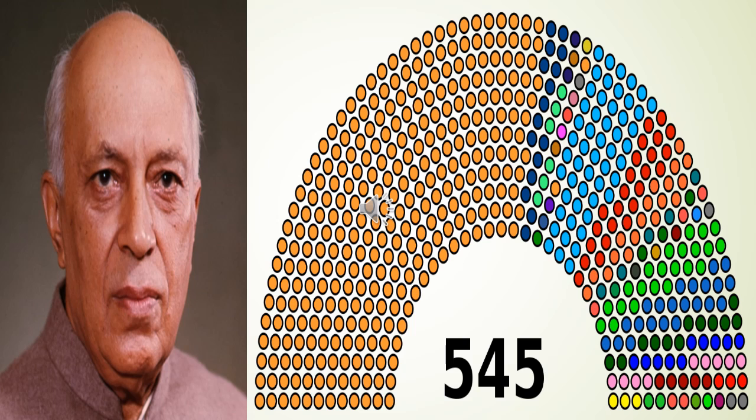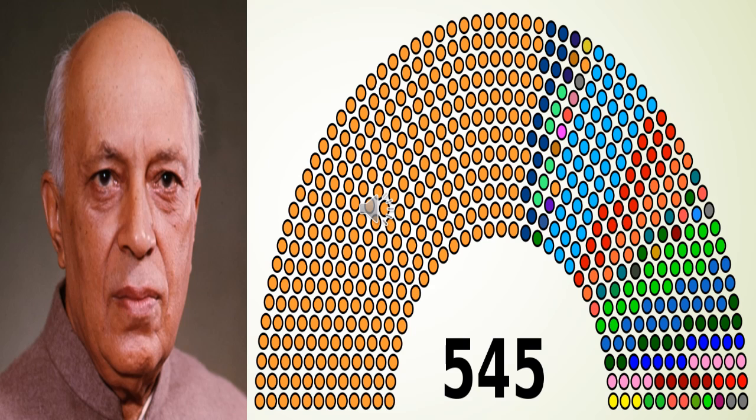The majority party will choose a leader among themselves in the Lok Sabha. That person is appointed as the prime minister by the president. The other ministers are appointed by the president on the advice of the prime minister.